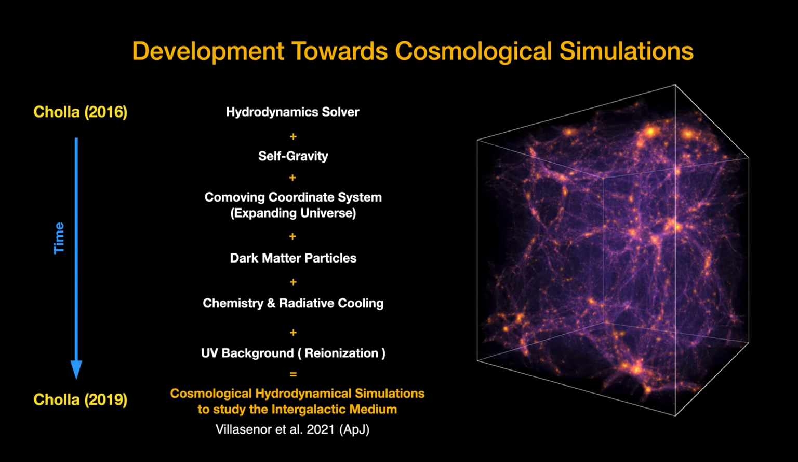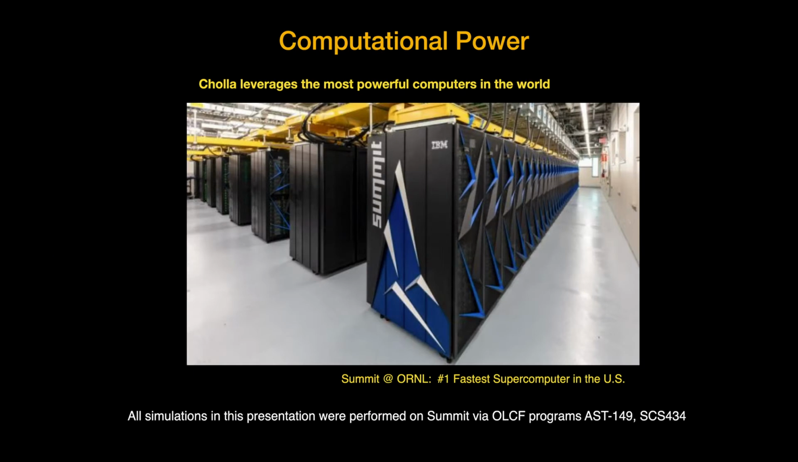So now Cholla is a fast, robust code to perform cosmological simulations. Cholla runs on the largest computers of the world. In particular, we have been using Summit, and Summit at Oak Ridge National Lab is the #1 fastest supercomputer in the US. All the simulations that I'm showing you here, I ran them on Summit.